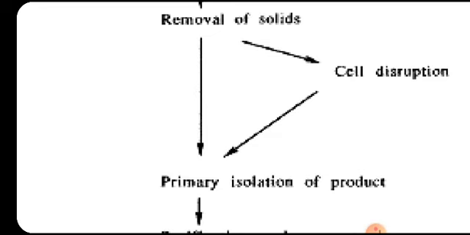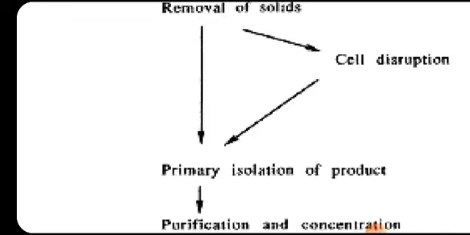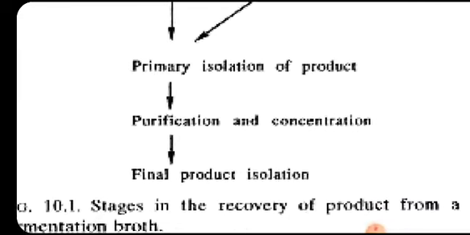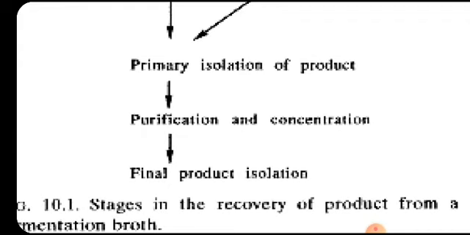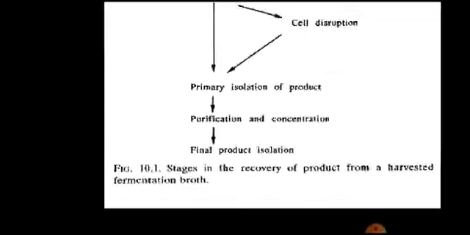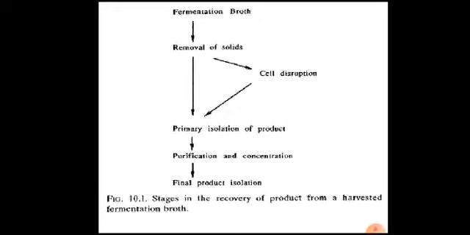In case the product is intracellular, then cell disruption is required. Else the solids can be removed by filtration or centrifugation. So that will be the primary isolation of the product. Then there can be further methods of purification and concentration and the final product isolation. This is the general protocol.